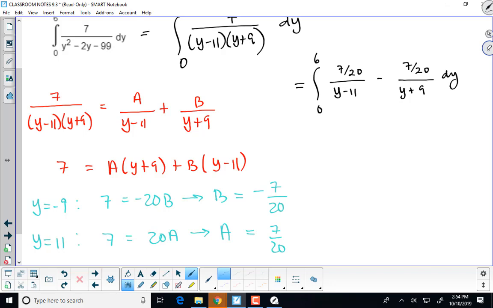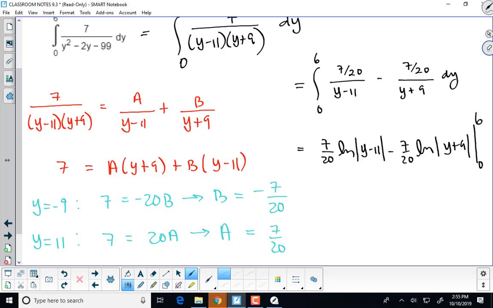And pretty straightforward, both are logs. So we're going to get 7 over 20 natural log of the absolute value of y minus 11, minus 7 over 20 natural log of the absolute value of y plus 9, 0 to 6.